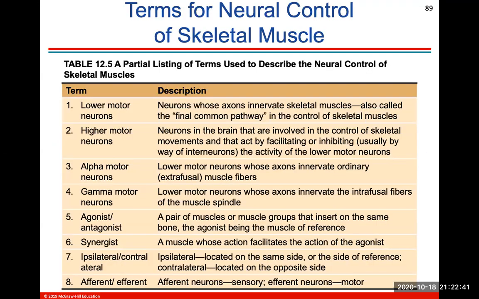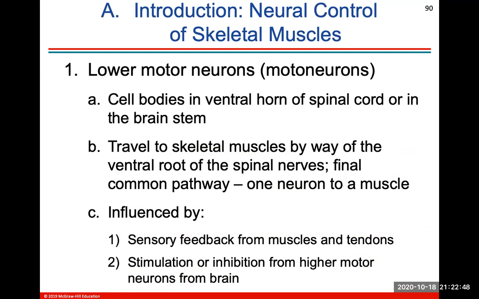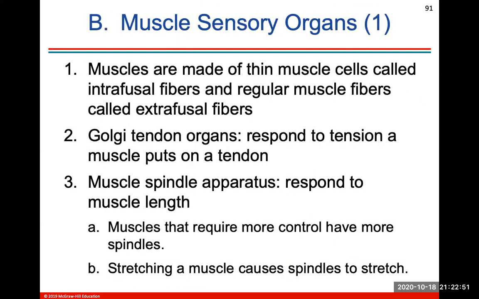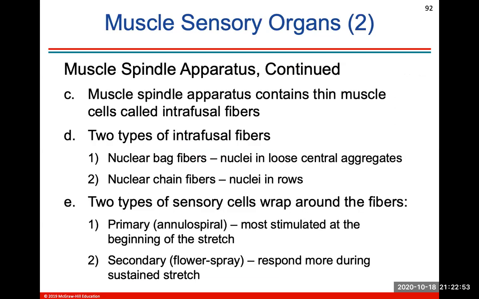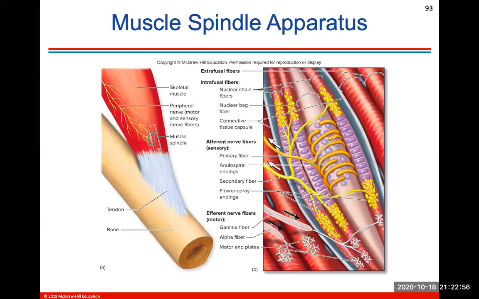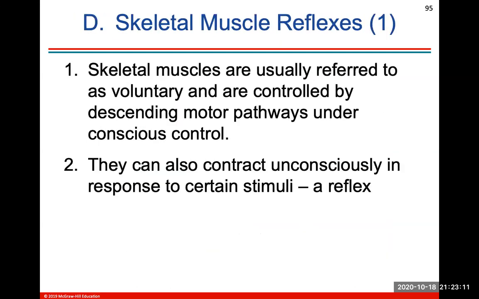Neural control of muscles. I'm going to skip a little bit over this for now. Lower motor neurons and upper motor neurons, muscle sensory organs. I want to get to the muscle spindle apparatus. Muscle spindles will sense any change in the muscle. So it's a sort of sensory response that your muscles have. I'm going to skip ahead a little bit to reflexes though. I want you to know a little bit about reflexes.